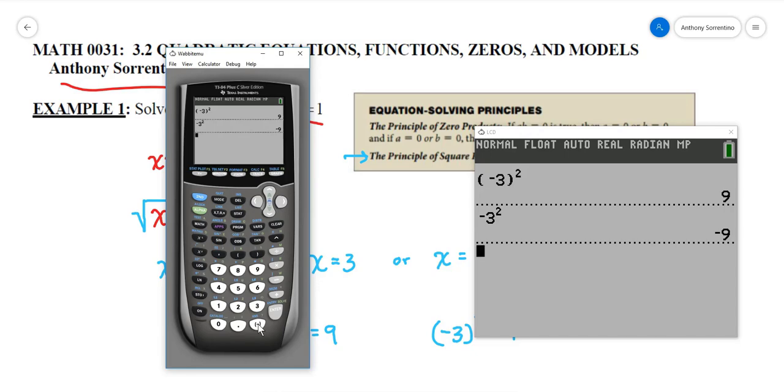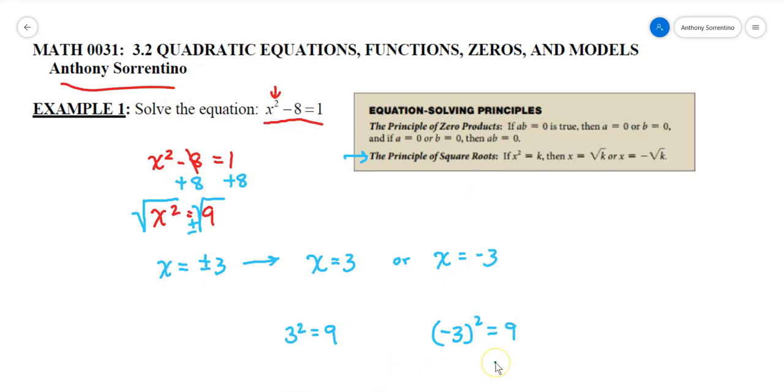Because the reason is, this second one, if I wrote it as that, this is interpreted as negative 1 times 3 squared. And according to the order of operations, squaring gets done before multiplying. So the calculator does that. The calculator always obeys the order of operations. So if you're entering it in this way, that's the answer you're going to get. This is not negative 3 squared.